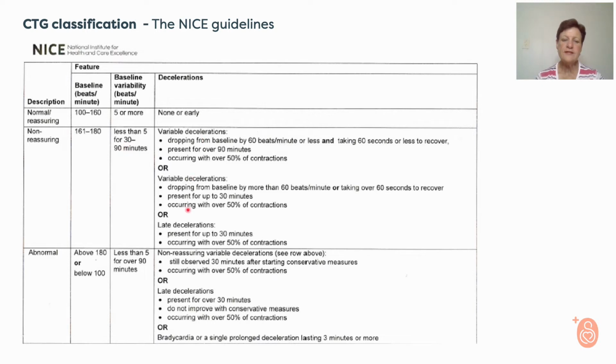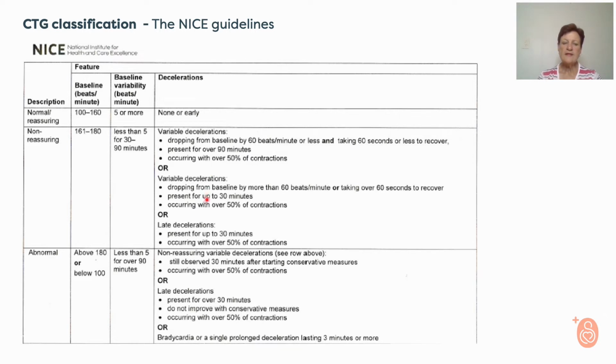And then they have different categories of decelerations in their deceleration area to make this pattern a non-reassuring pattern. They say if there are variable decelerations where the baseline drops by 60 beats per minute or less and taking 60 seconds or less, so that's the 60-60 rule that we were talking about earlier. If they are present for over 90 minutes, so if there are variable decelerations for longer than 90 minutes, and if they occur with more than 50% of the contractions.